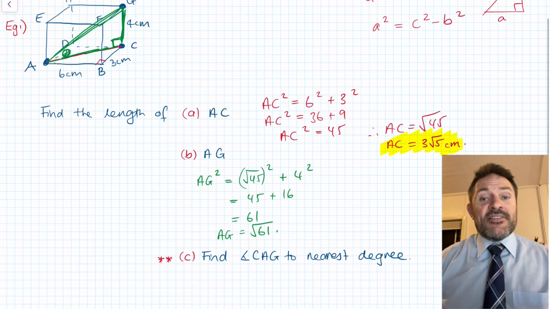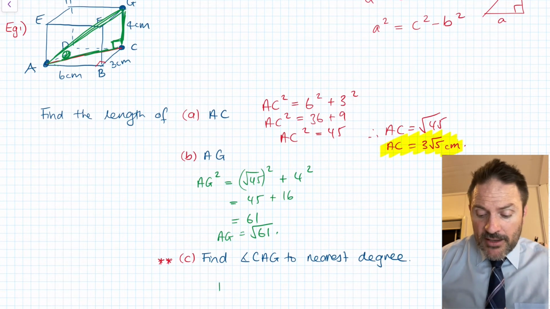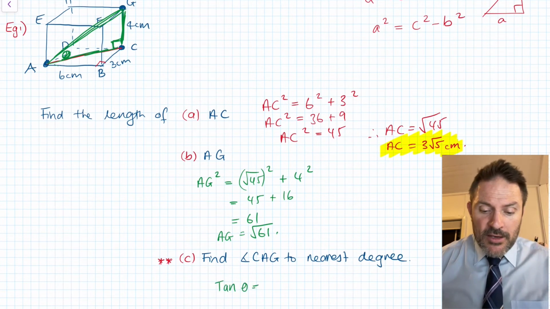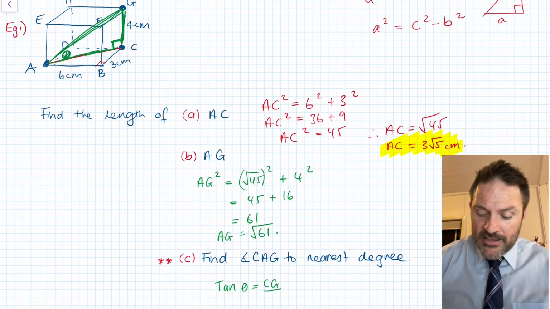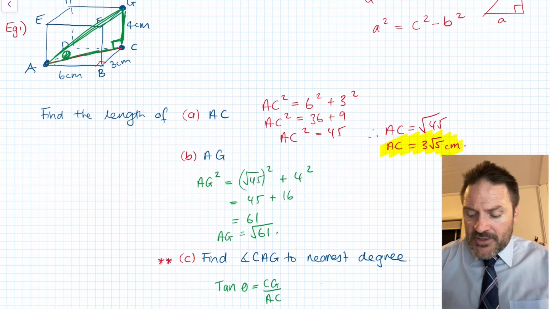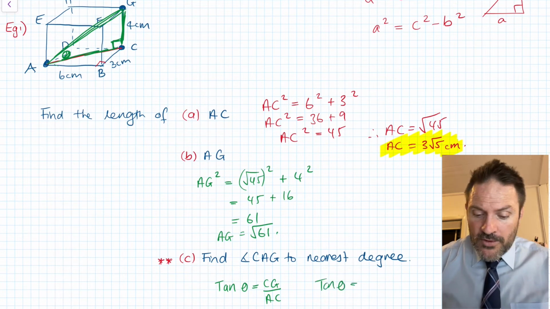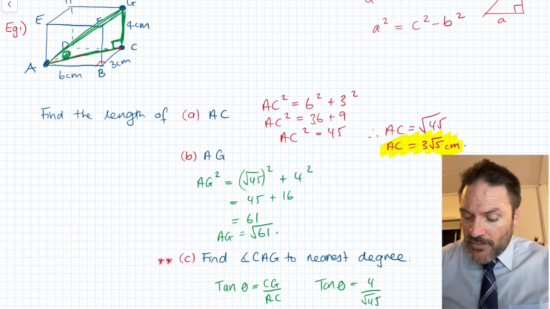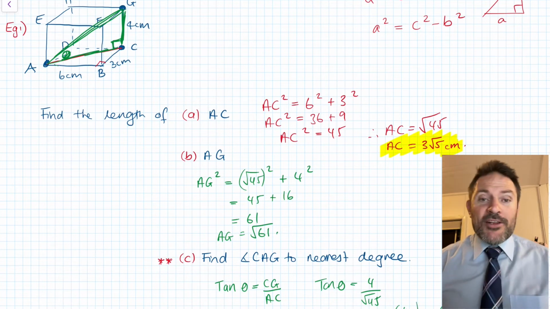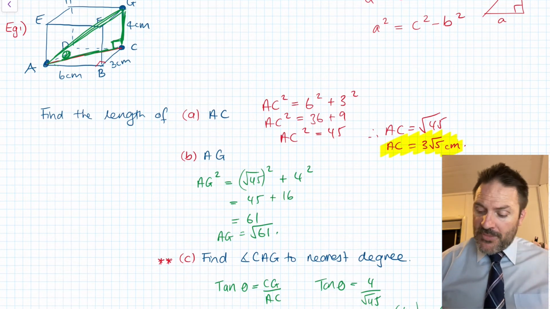That way I'm going to look at the tan rule because we know that tan theta equals my opposite, well, let's say CG or GC over AC, just so we've got it there. So tan theta equals 4 over root 45. And now I'm going to do tan negative 1 of 4 over root 45. You can see why it's super important to keep that in surd form, okay?